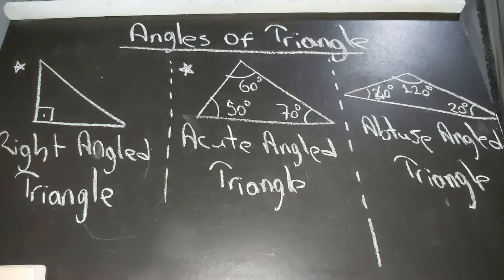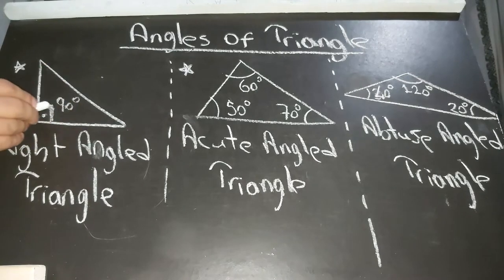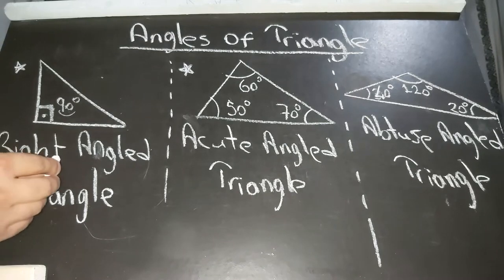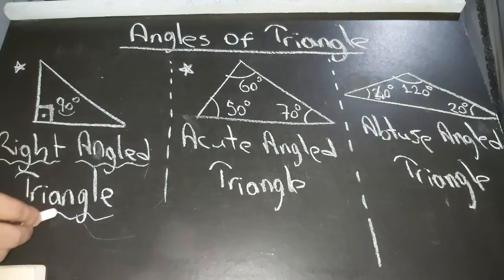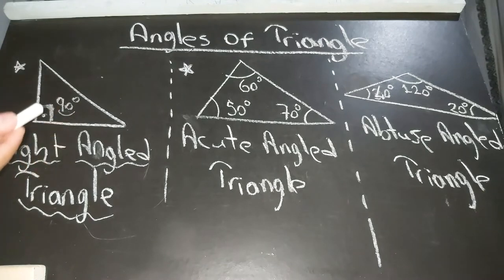So, if there is one right angle, which is 90 degrees, this symbol is special for 90 degrees. When you have this symbol, you don't need to write 90 degrees. You should know this symbol is 90 degrees directly. When you have one right angle in a triangle, we call this a right angled triangle. And there cannot be a second right angle in a triangle. There can be just one.